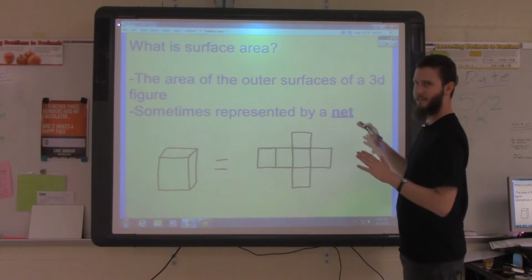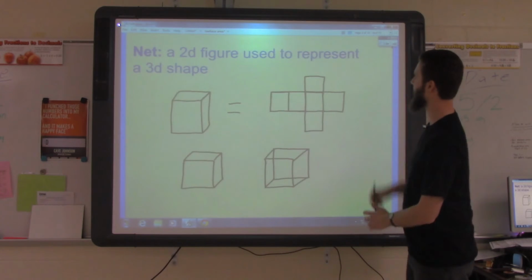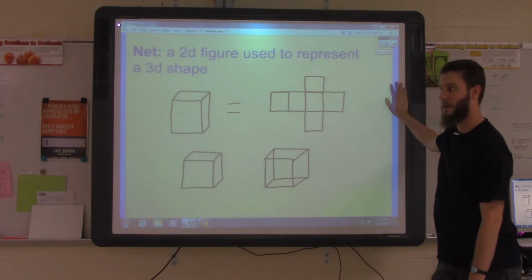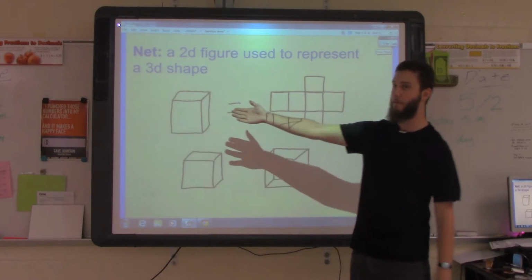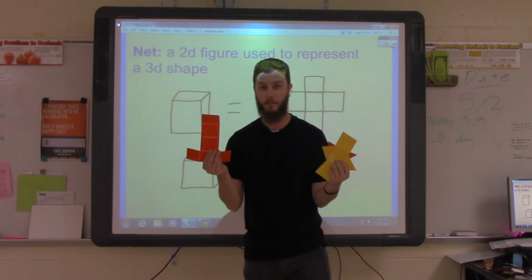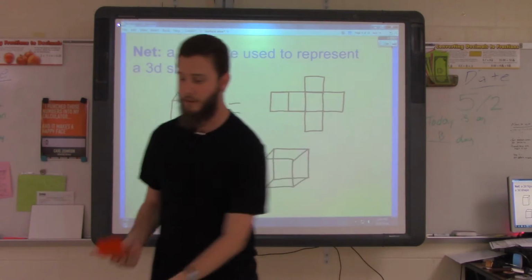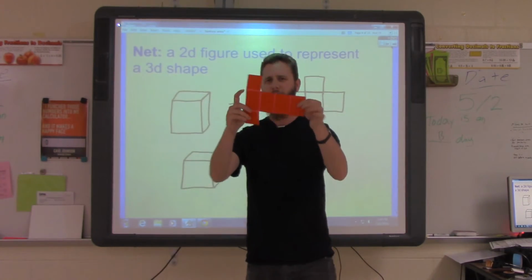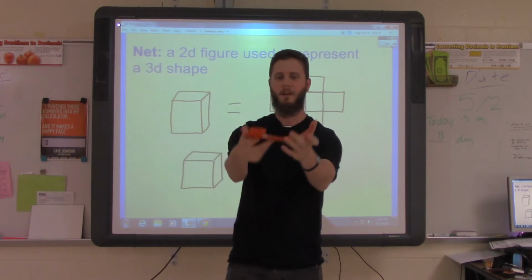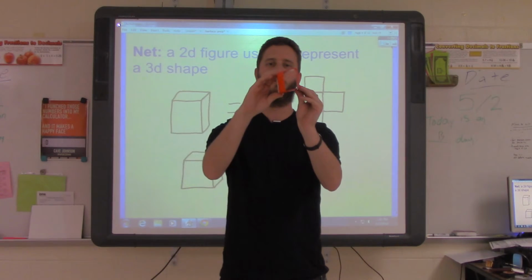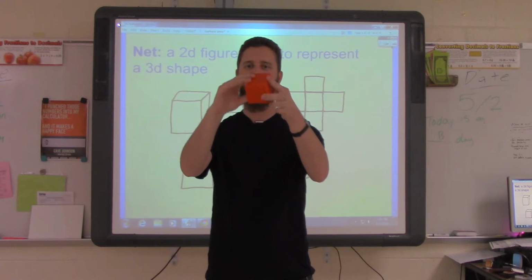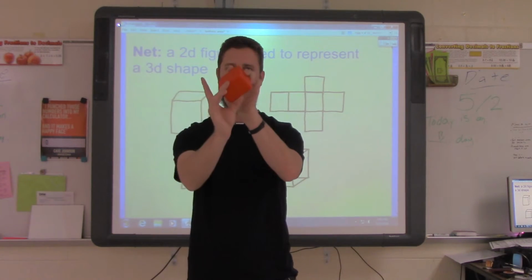Now about a net, I was talking about that just a second ago. A net is a 2D figure that's used to represent a 3D shape. An example right here would be this cube being represented by this net. Another couple examples would be these. These are nets that I borrowed from another math teacher, and it just kind of demonstrates how a shape will look when it's completely unfolded, like this rectangular prism. You roll it up, and we have a nice little tube of rectangles right here. Fold down the two flaps on either side, and voila, we have a little rectangular prism.